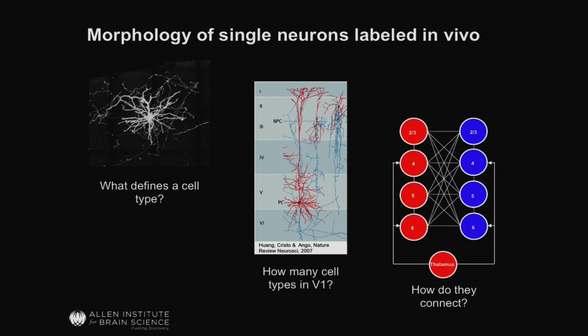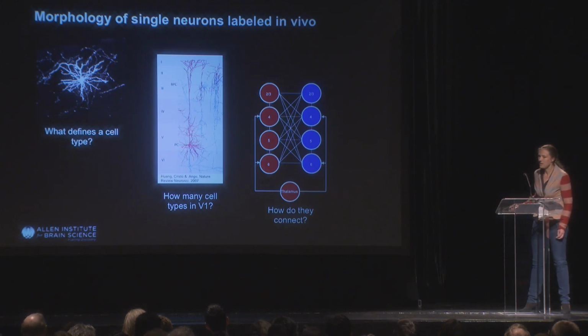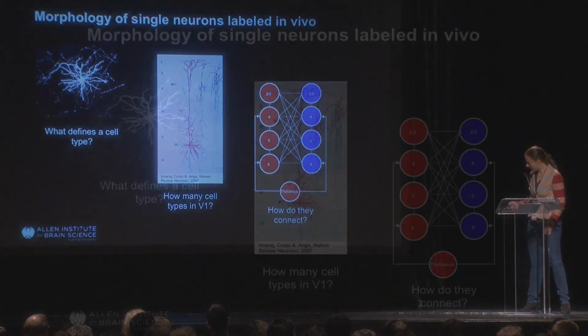And then based on these characteristics, as well as a number of others that people will talk about today, how many cell types are there? We're starting in V1 and we'll move on from there. And then how do they connect to one another? So this is just a simple circuit diagram that Nuno put together that's supposed to represent the potential connectivity within mouse V1 or any cortical circuit for that matter.